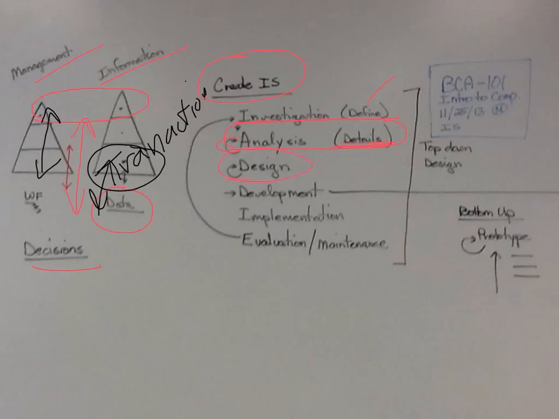Then we design it. We talked about that the other day. Flowcharts, pseudocode, all kinds of things. Get the design exactly how you want it, and then you start creating it. We're going to talk more specifically about that in a little bit. Implement it, evaluate and maintain. Find something that's wrong, you investigate the issue, analyze possible solutions, design a solution, develop that solution, implement it, evaluate, make sure the solution's working. Same thing with maintenance. This is all top-down design.